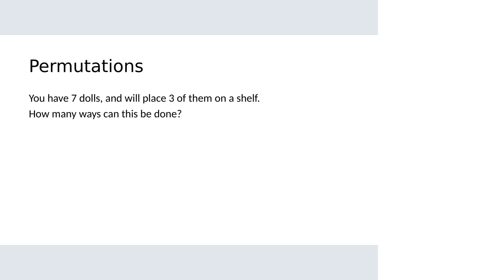We also looked at permutations, and permutations are when order matters. Words like arrange or order point us towards permutation. So we read this question. We have 7 dolls and we'll place 3 of them on a shelf. How many ways can this be done? Well, this doesn't have those key words in there like order or arrange. But if you think about the scenario, we're going to place 3 of them on a shelf. Well, if I put them A, B, C, it's going to look different than if I put them C, B, A. That shelf is going to look different. So order makes a difference.